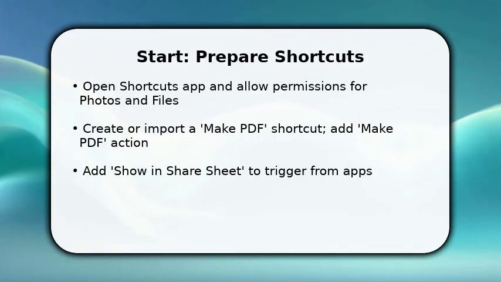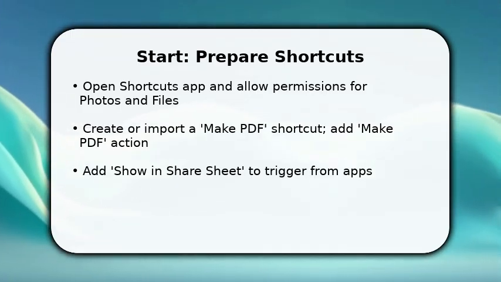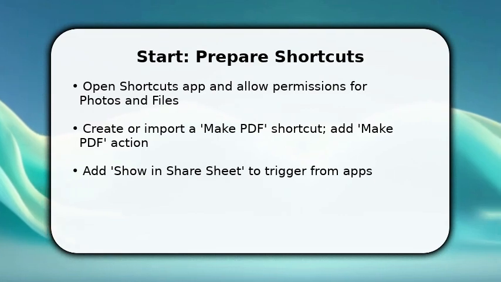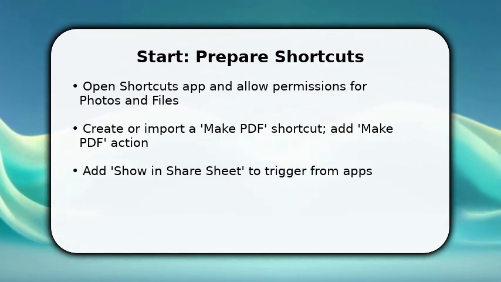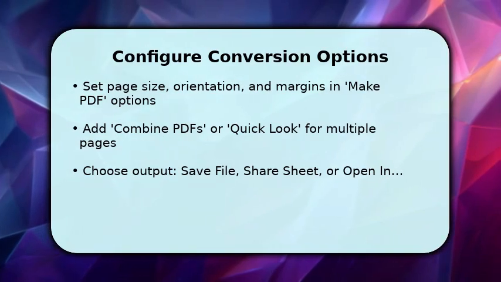Then make sure the shortcut is enabled for the share sheet so you can run it from Safari, Mail, or Photos. This gets you immediately into converting content without extra setup and lets you test with a single page right away. Next, you configure how the PDF is made and why those settings matter.